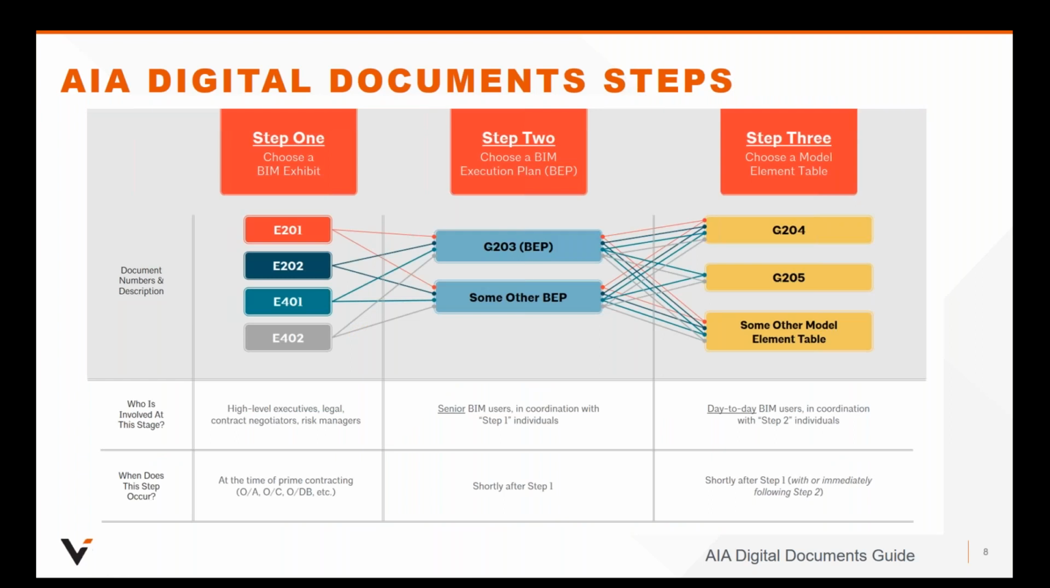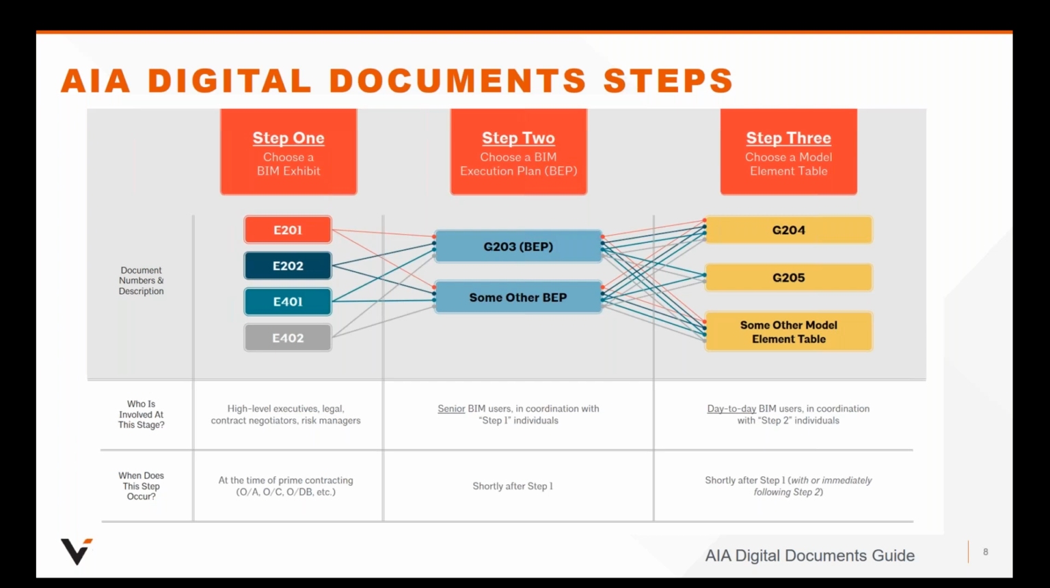Okay, here's another chart from the AIA Digital Documents Guide. And this really shows the sequence and how the documents are used sequentially in a project. First, the stakeholders decide on what BIM exhibit to attach to their contracts. Remember, there are two major sharing exhibits, the E201 and E202, and two silo exhibits, the E401 and E402. After that high-level negotiation, that's negotiating a contract. These are attached to the contract.